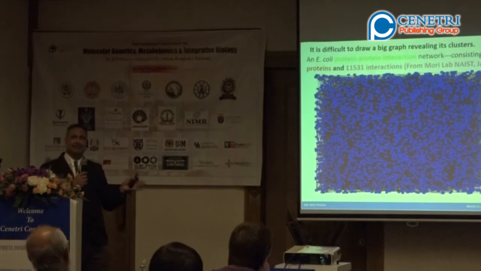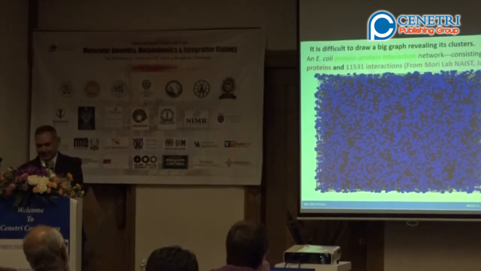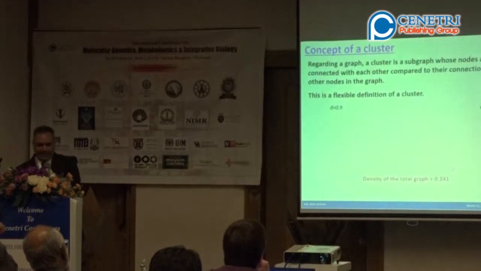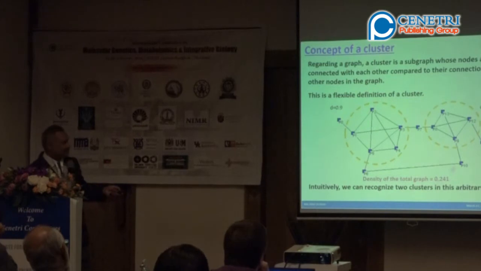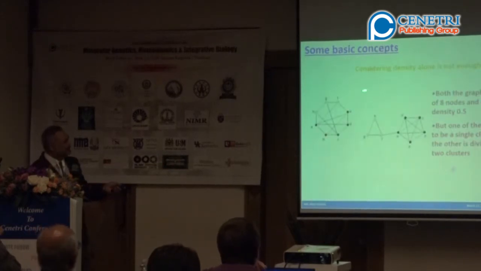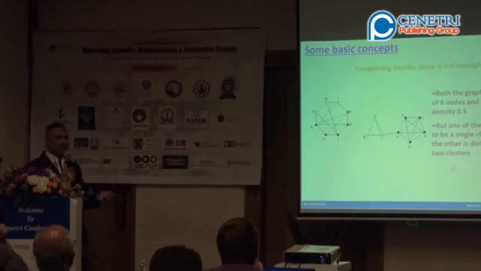Usually for networks, clustering is one of the important techniques to mine information. So we need some algorithm to detect densely connected regions in a graph. For example, this is a simple graph, and we can easily see that this is a cluster and this is a cluster. The property of a cluster is that its density is more than the density of the whole graph. For example, this is density 1, this is density 0.9, and the density of the whole graph is very low. But considering density alone may not be enough. For example, the density of this graph is 0.5, and the density of this whole graph is also 0.5. But we can find two different clusters here, whereas this consists of only one cluster.